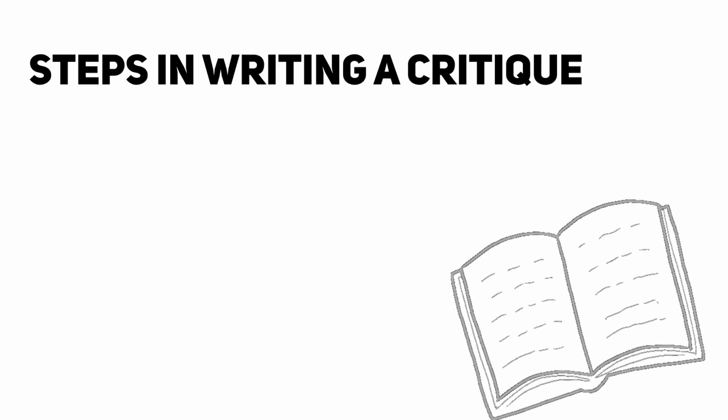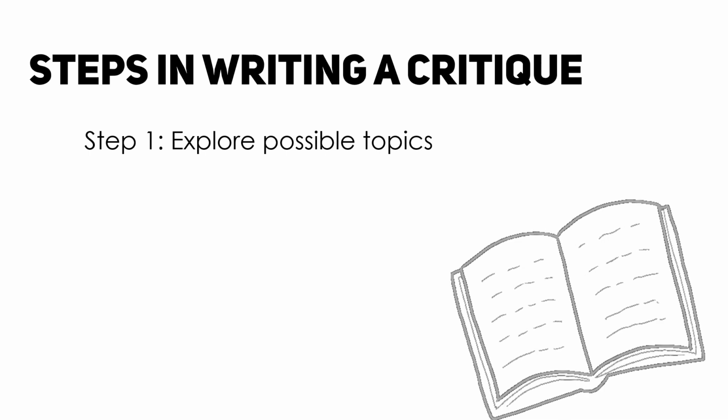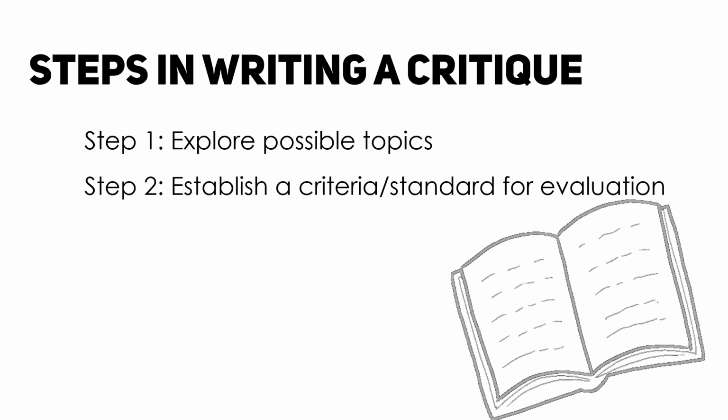We have here steps in writing. Step 1 is we need to explore possible topics if you were not given a writing prompt or a writing assignment. The second one, we need to establish a criteria or standard for evaluation. Now we mentioned earlier that a critique paper must be objective. And when we say objective, it is not just something that we analyze based on our feelings, because again, it really requires critical thinking and critical reading. So we must have an established set of criteria.